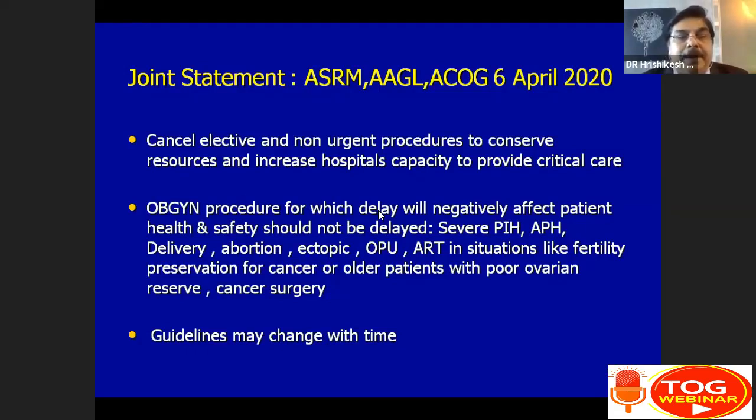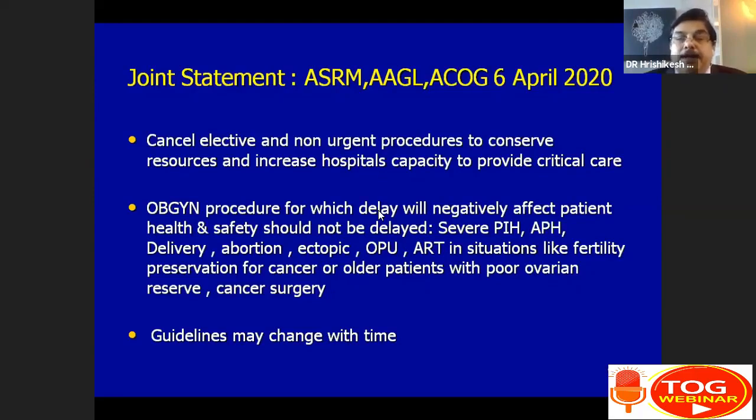They have recommended cancellation of elective and non-urgent procedures to conserve resources and to increase hospitals' capacity to provide critical care for COVID-19 patients, and OBGYN procedures for which delay will negatively affect patient health and safety should not be delayed. Like if you have a patient of pregnancy with severe APH, delivery, abortion, ectopic, patients who are already undergoing stimulation, then ovum pickup should be done.